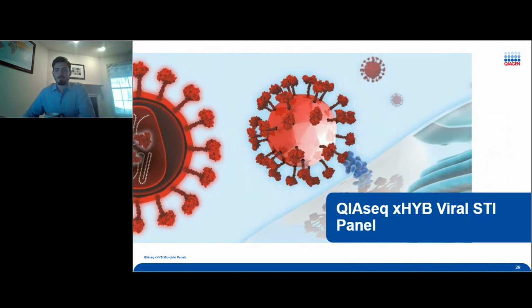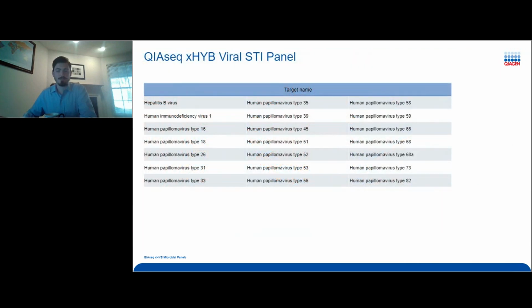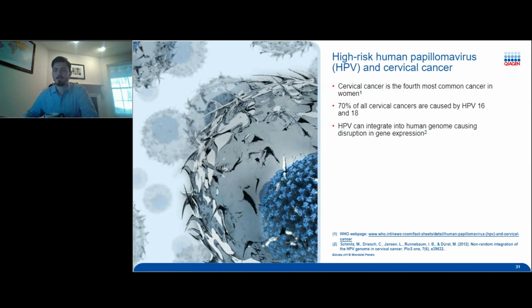And moving on to our viral sexually transmitted infection panel. Now, this panel is a bit smaller, but it does target hepatitis B, HIV-1, and 19 different types of high-risk HPV, including HPV-16 and HPV-18. Now, many people are already fully familiar with the effect of HPV on cervical cancer, but almost all, 70% of all cervical cancers are caused by both HPV-16 and 18.